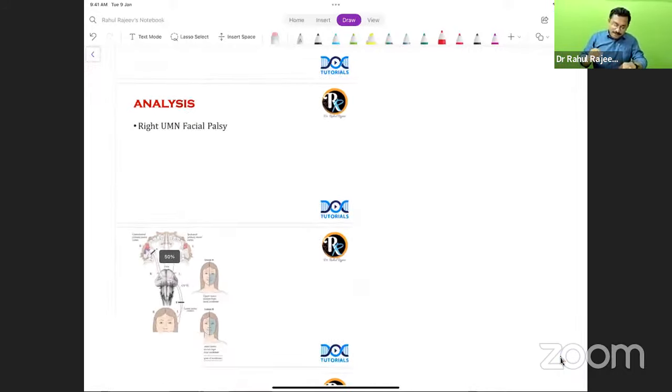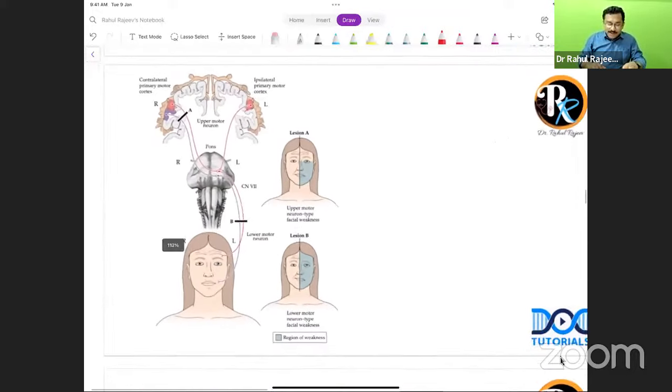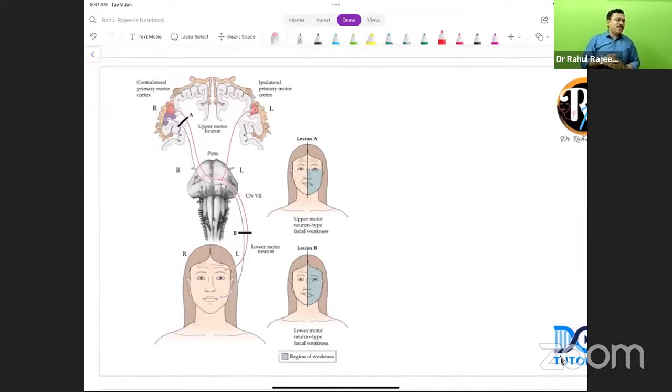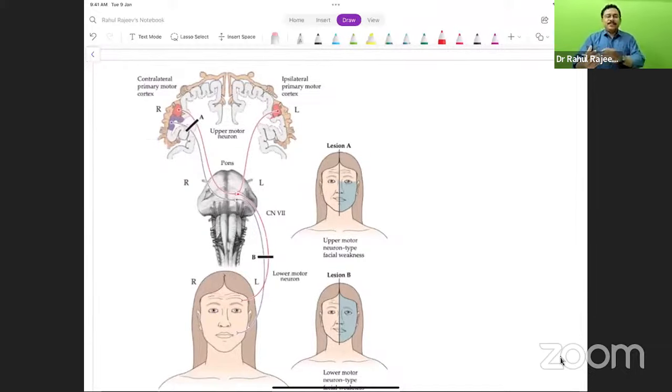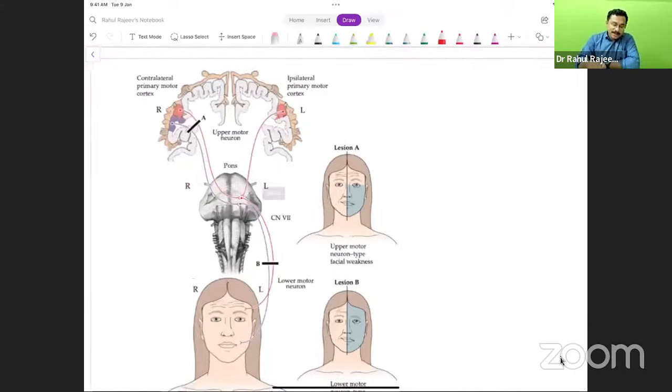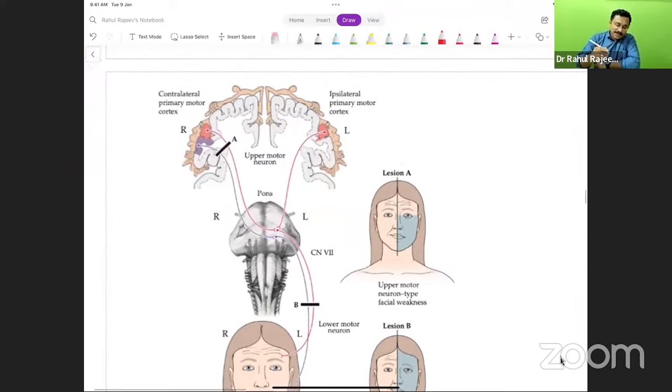Okay, fine. Now, for my students who did not understand this UMN facial palsy, LMN facial palsy, let me make it a bit more clear for you. Please be attentive. What I'm trying to tell you is about the difference between an upper motor neuron type of facial palsy and a lower motor neuron type of facial palsy. Now, this is very, very important to understand.